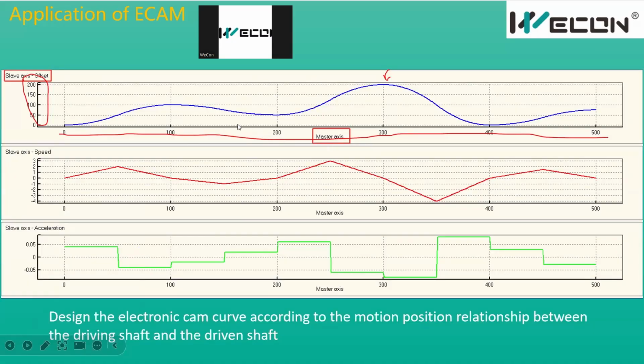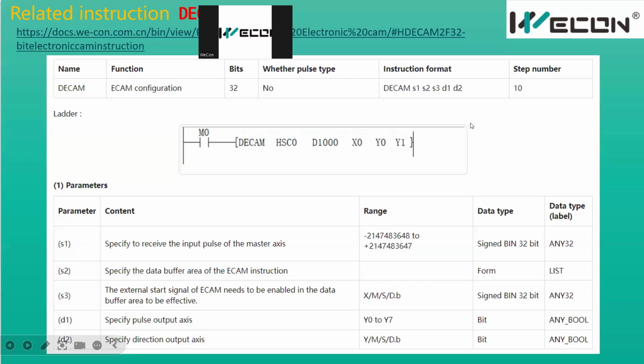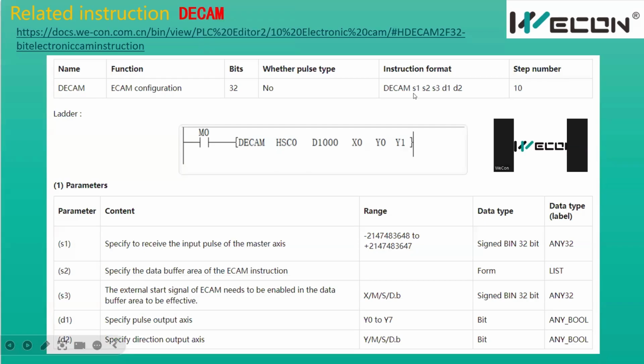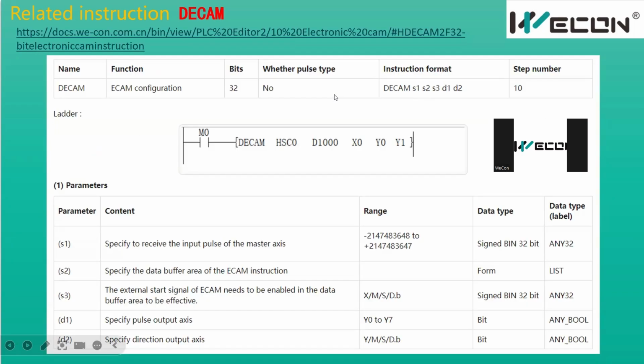Okay, so we understand what ECAM and the ECAM curve are. Our most important part is how to design the ECAM curve. Before introducing the three ways to create the ECAM curve, we need to check this instruction first. This instruction DCAM is used to run our electronic cam.